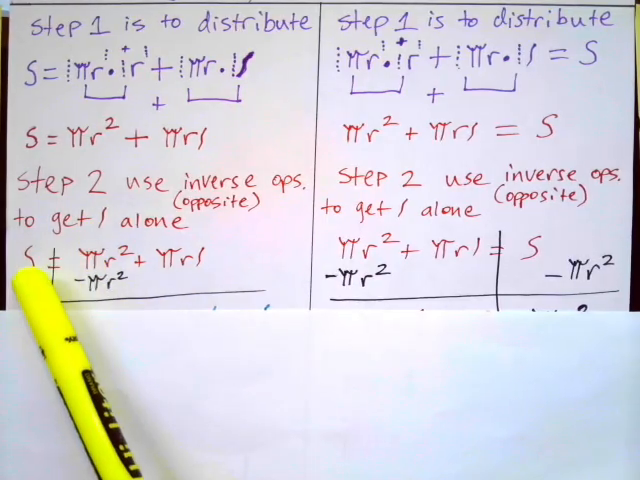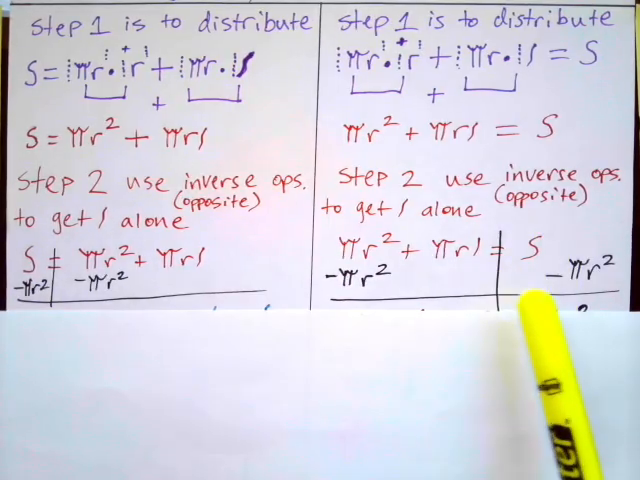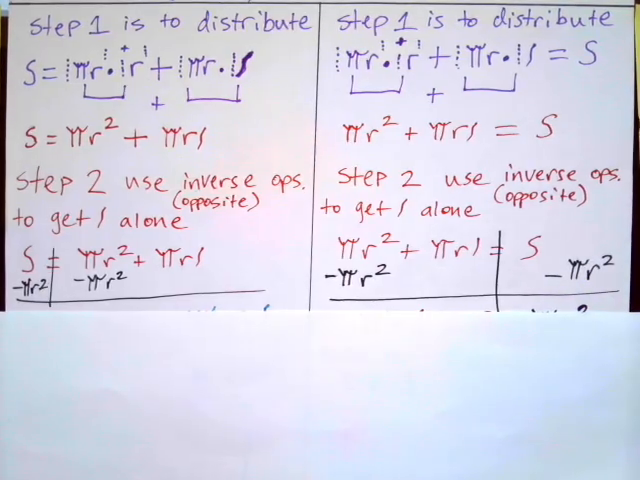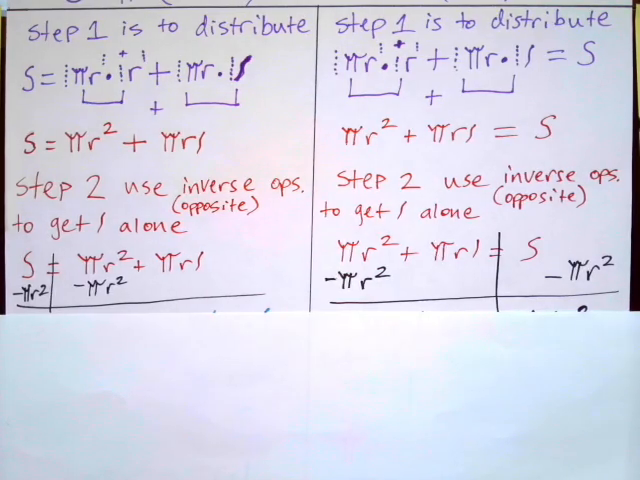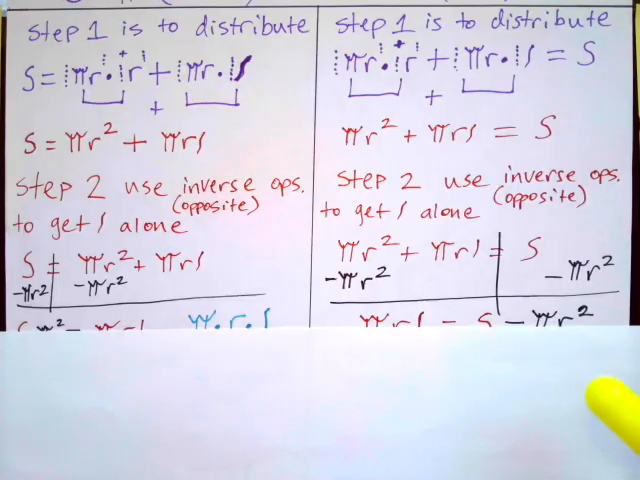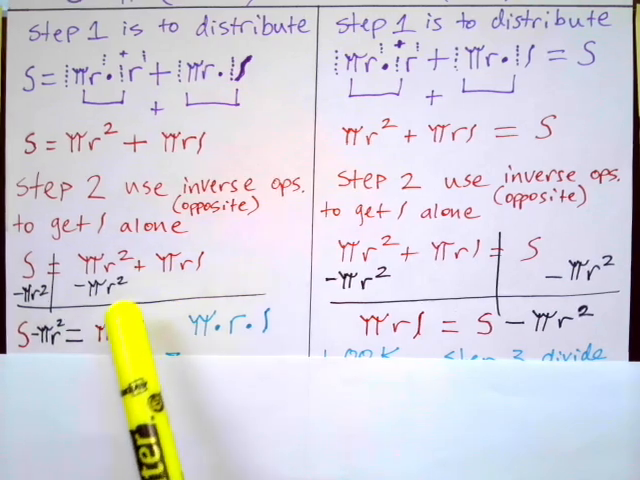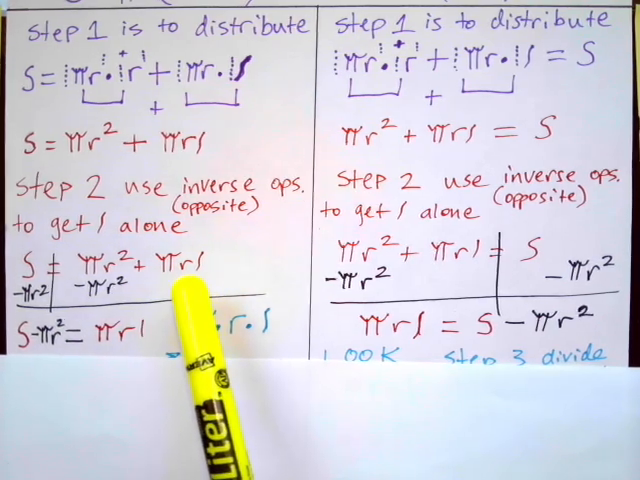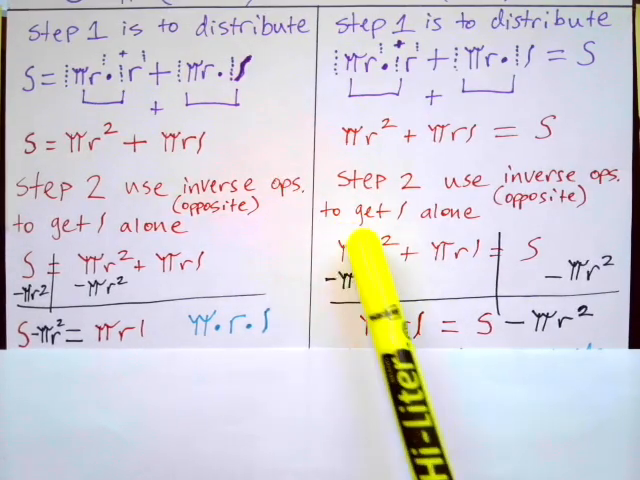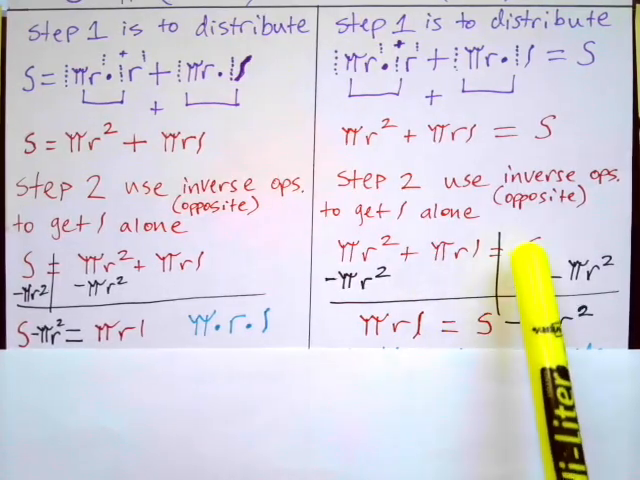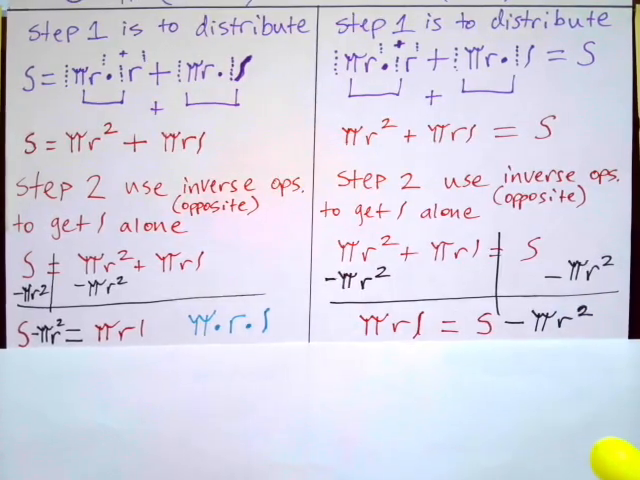It's gone. And since these are not like terms, we cannot add or subtract them. We can only rewrite them in algebraic order. So it's going to be s minus pi r squared equals positive pi r slant height, right? Pi r slant height. And then over here, it's the same thing. That turns to 0. I'm left with pi r slant height equals s minus pi r squared. It's just the same thing on the opposite reflected side.